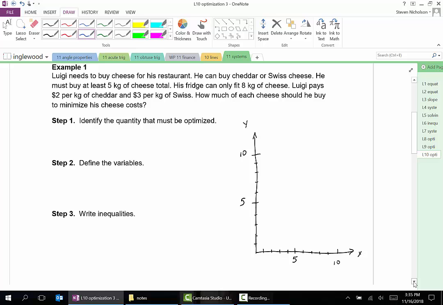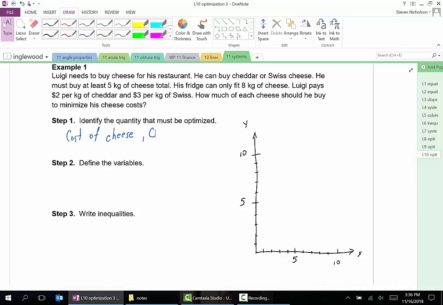So again, the first step we want to do is identify the quantity that must be minimized or maximized. In this one, we want to minimize the cost of the cheese. So again, in doing these problems, it's just a matter of reading the story, and usually the very last sentence in the story is the question that needs to be answered.